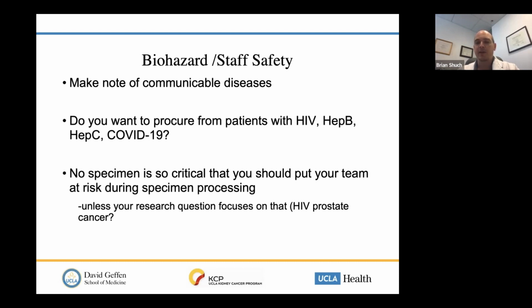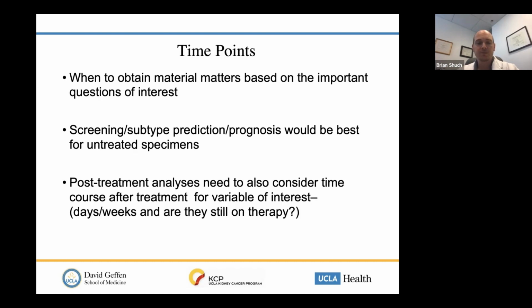I probably get written up for not trying to be inclusive these days to patients who have communicable diseases, but there's not really a question that I want to ask regarding that. So unless your research question really focuses on something like HIV and kidney cancer, I would try to be cognizant of your team. Then the time points, obviously, when to obtain materials matter, based on your question of interest.